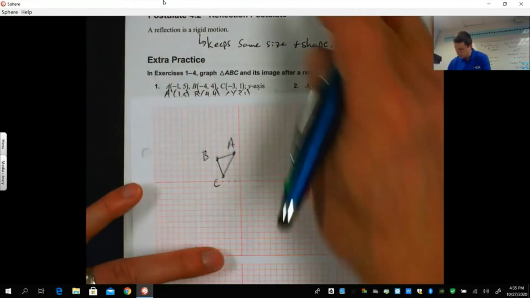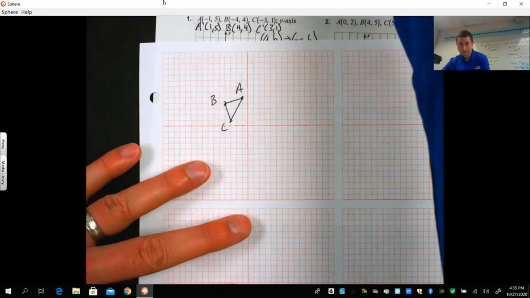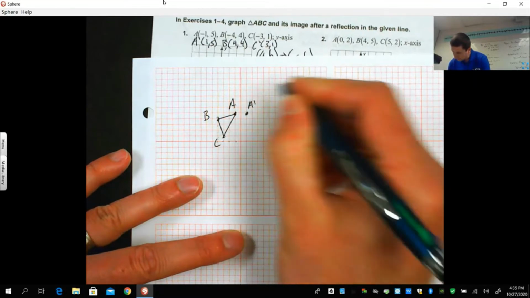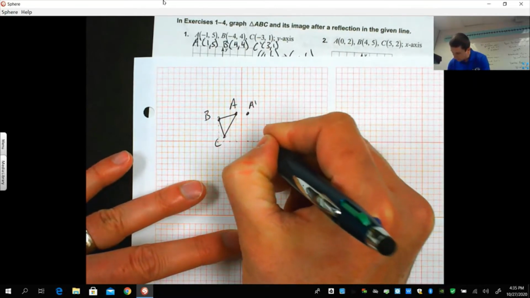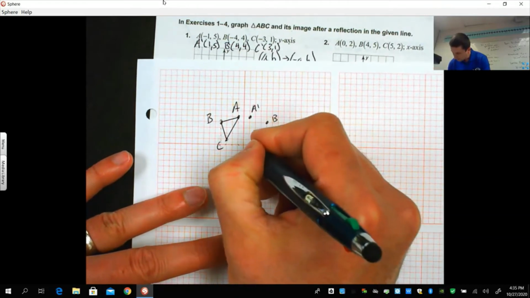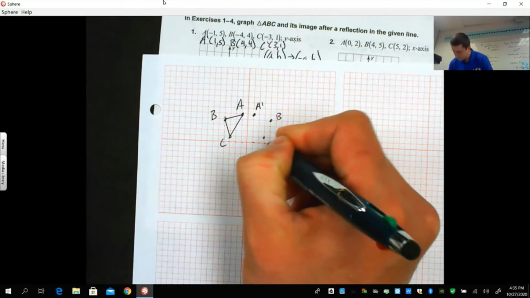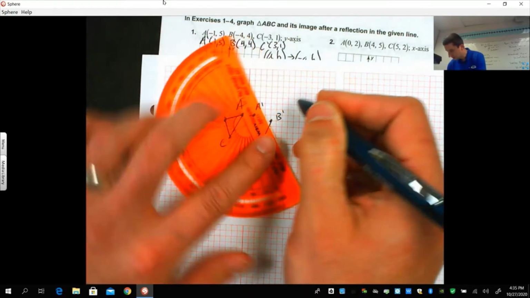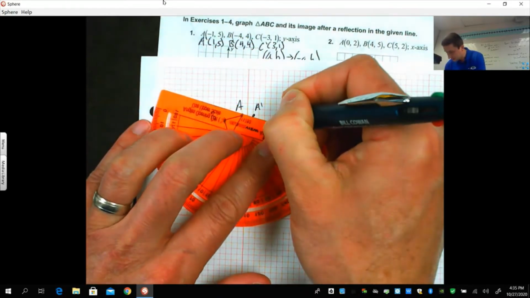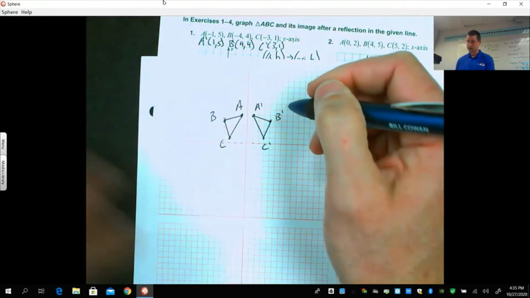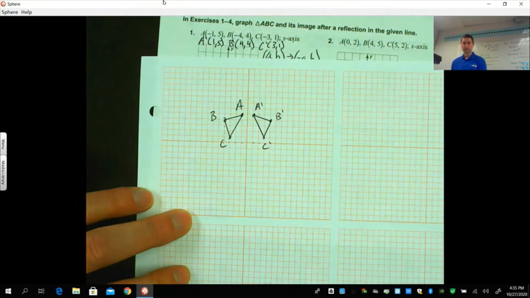So A prime should be at 1, 5. B prime should be at 1, 2, 3, 4. C prime should be at 3, 1. Put the primes on there. So once you draw it, make sure that it looks like it's the same size and same shape. That's what it means when it's a rigid transformation. Eventually we'll get to non-rigid transformation. So that looks okay. Looks good.